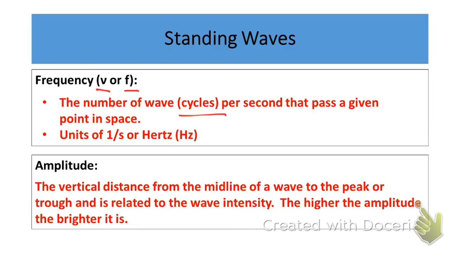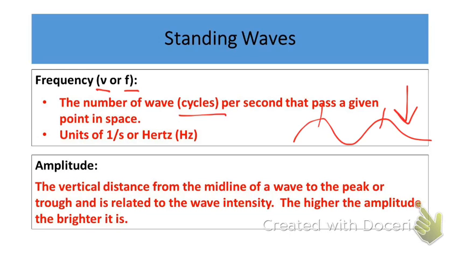All right? So, for instance, let's just say we have a point in space. And we have a wave. And let's say that two crests, 1, 2, those crests pass that given point in 1 second. So that would mean that we have 2 cycles, or the standing wave creates 2 cycles per second, or 2 wave cycles per second. All right?